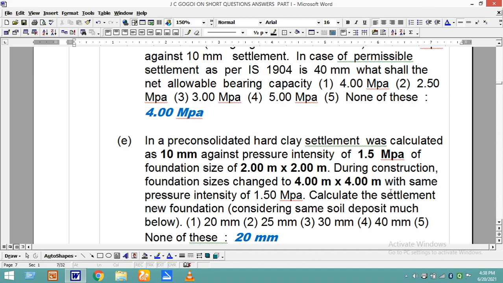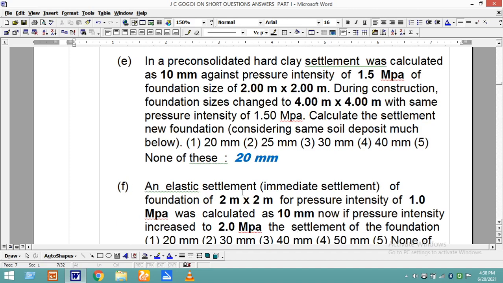Here it is 1.5 MPa is 10 mm for 2 by 2, and here it is 4 by 2. That means the increment is double. I said earlier the P, B and MB. So here B is increasing 2 times, so multiplied by 2, it is 20 mm.